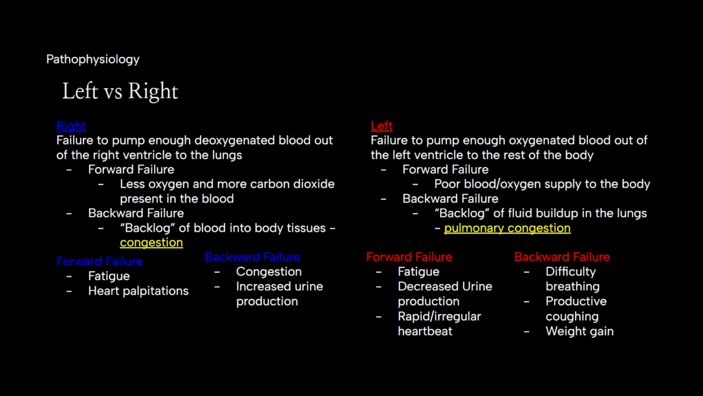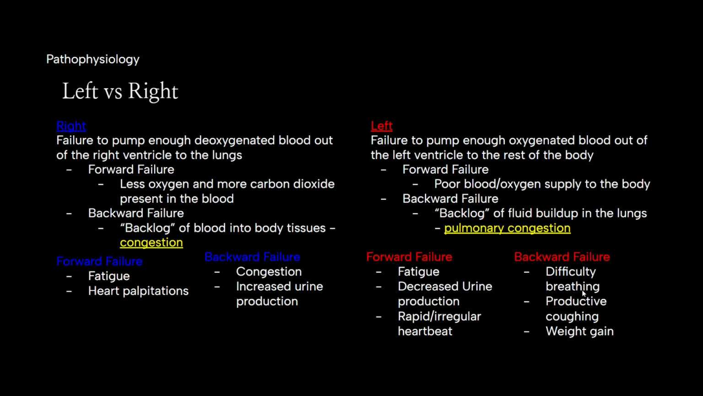So back to the left side. On the left side, we have fatigue. This is due to tissues of the body still being deprived of oxygen. We'll actually see decreased urine production. This is because the body isn't receiving enough fluid from the blood, because we have this fluid backup in terms of pulmonary congestion in most cases. And we'll have a rapid or irregular heartbeat. So what this looks like is palpitations as an attempt to compensate, just because there's not enough oxygen going to tissues. So that would be like a sympathetic nervous system compensation.